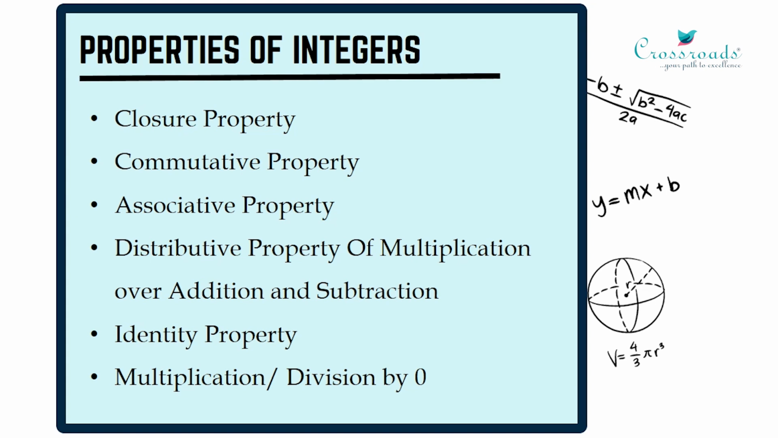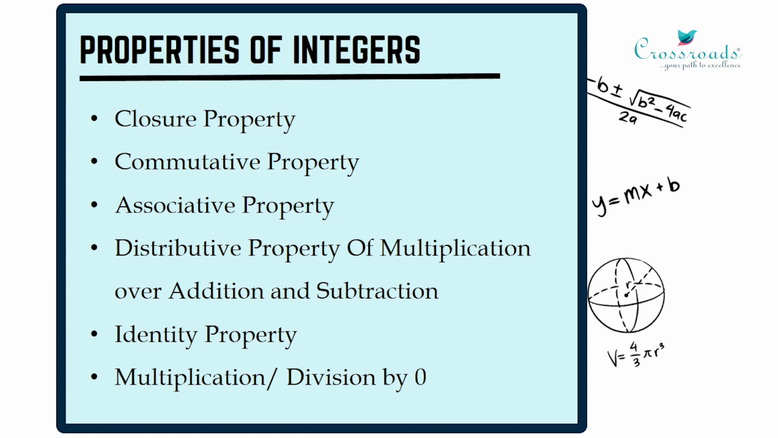Similarly, when any integer is divided by 1, the quotient is the number itself. Therefore, we have an identity property for addition, multiplication as well as for division. For subtraction, we don't have an identity property as such.